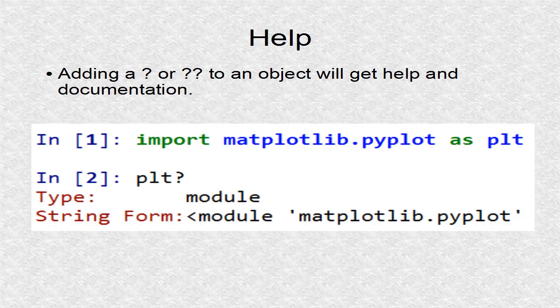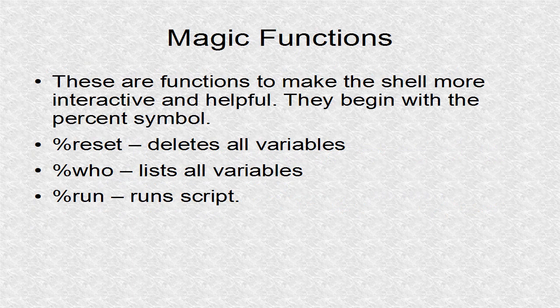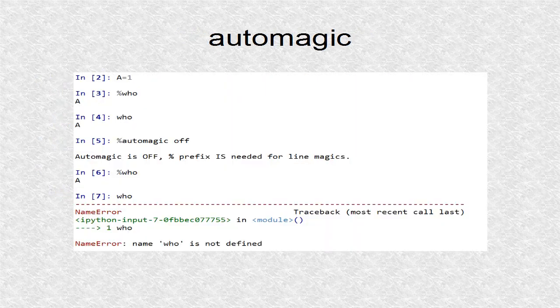Adding a question mark or 2 question marks to an object will give help, documentation, or even source code, depending on how much information IPython can find by searching the files. Magic functions are used to make the shell more interactive and helpful. Magic functions start with the percentage symbol. 3 magic functions are to reset the shell, list all variables in the memory, as well as run a script. I will show examples of each of them. Actually, the percentage symbol is not needed in the default configuration. You can turn off this feature with the %automagic off statement.